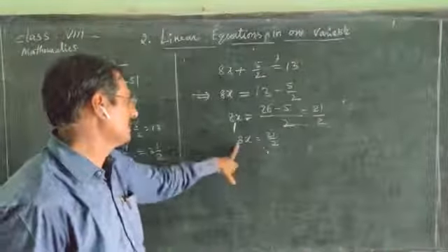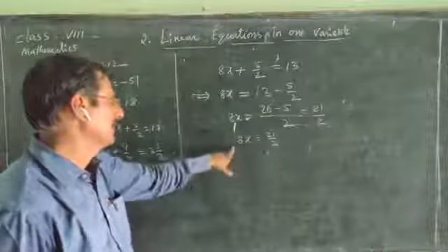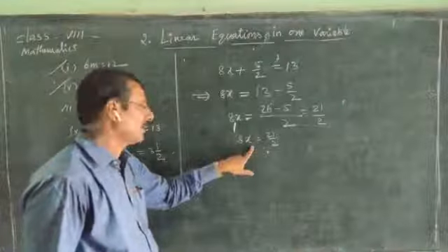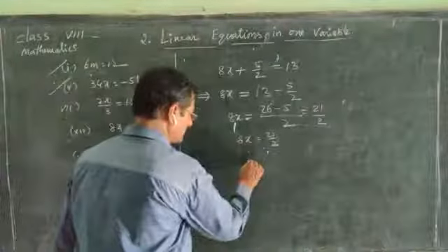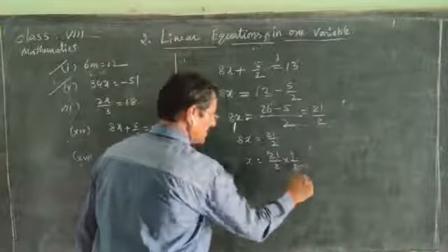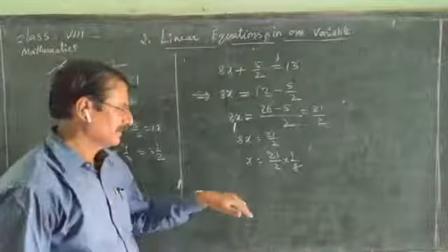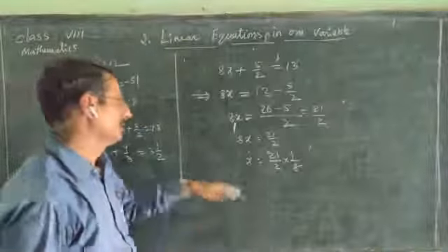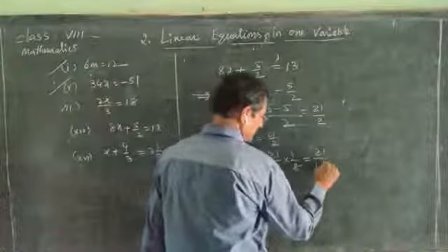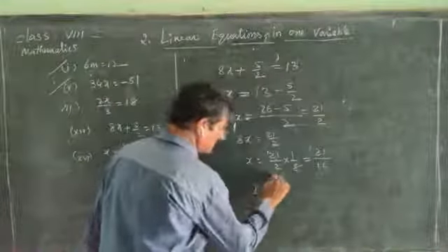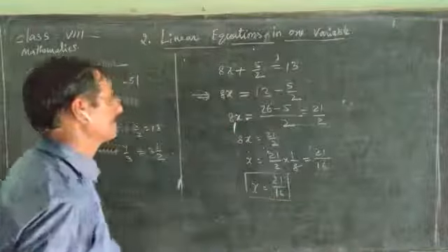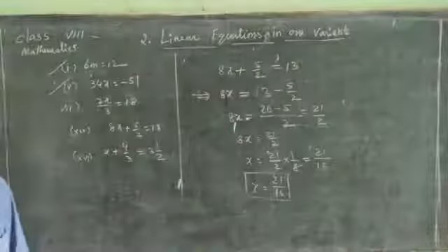To find the x value, we must send 8 to that side. It is a multiplication quantity, 8 into x. Multiplication quantity becomes division quantity. Then x value equal to 21 by 2 into 1 by 8, division quantity. It becomes division, goes to the denominator. 21 once 21, 2 8s are 16. Then x equal to 21 by 16. This is the x value.